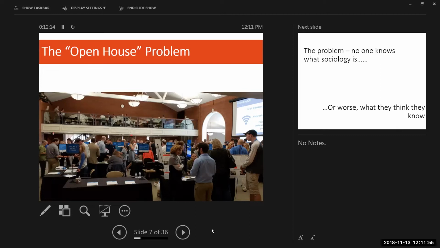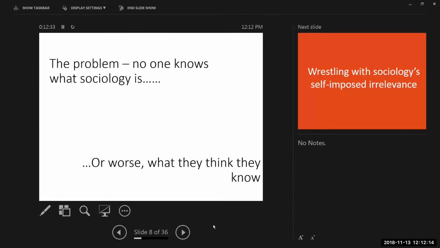Why is there a sociology department at a business school? And it provides an interesting opportunity to really think about what is it that we do that would make sense for people. And I'll get to how I answer that question in a second, but it really does get to this problem. No one knows what sociology is, or worse, what they think they know is so far away from what it is that we do that then we have to re-educate.